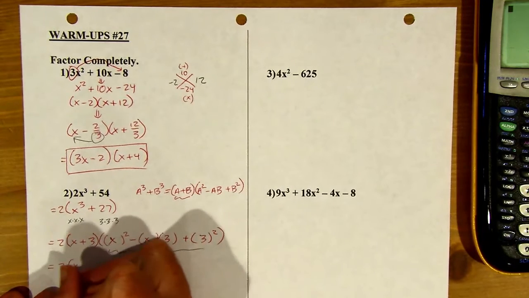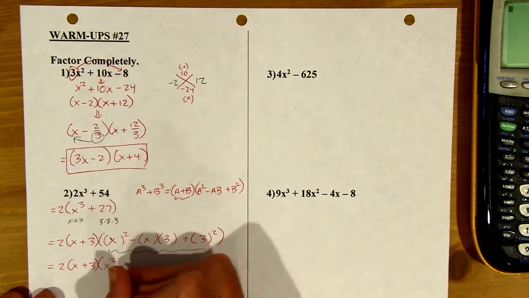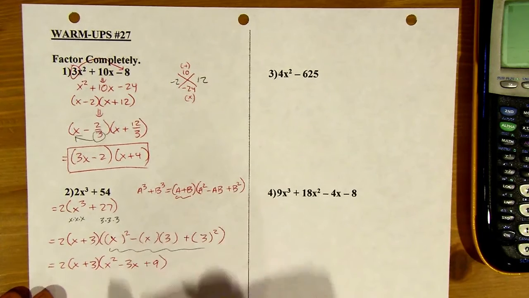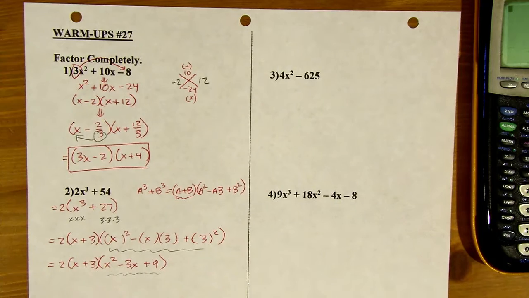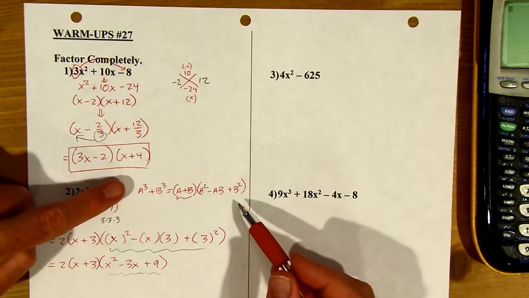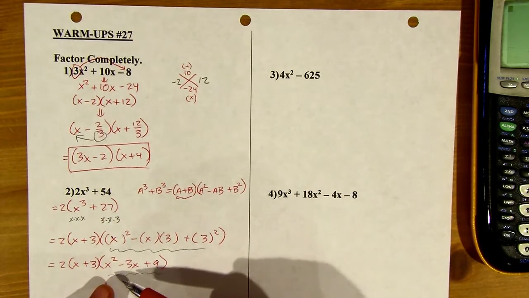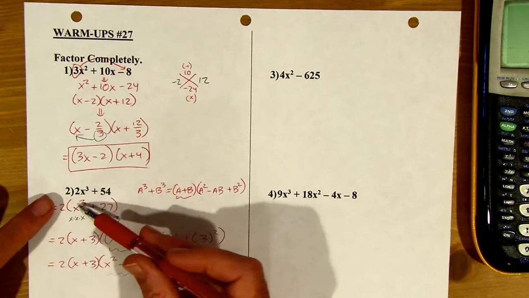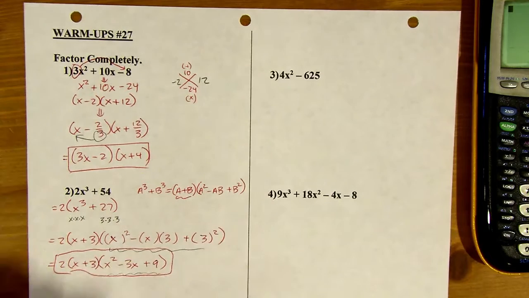So still got 2 times x plus 3. And then the trinomial, x squared minus 3x in the middle, and 3 squared is 9, plus 9. Okay. Now it's tempting to try to factor this because it kind of looks like it might be factorable. But if you used the sum or difference of cubes formula, you're not going to be able to factor the remaining trinomial. That's assuming that you've factored out any common factors at the beginning. So I'm not going to bother trying that because I know it's not going to be factorable any further. Okay.